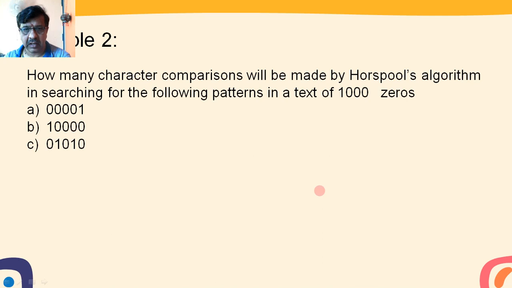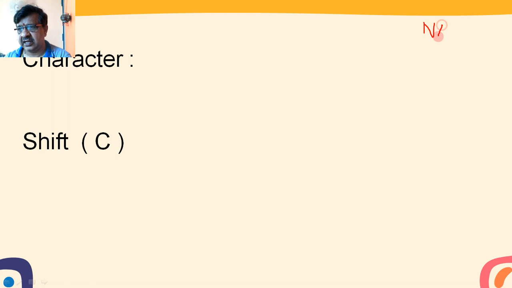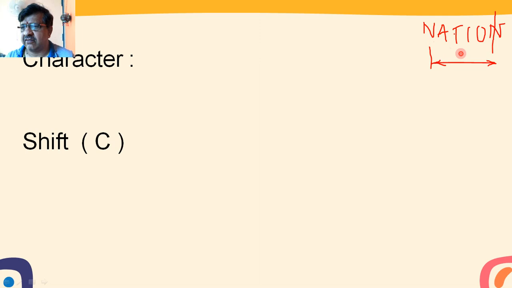So the characters that we need to worry about are N, A, T, I, O, N. Let us say N is the first character that we need to worry about. The rightmost occurrence available is only over here, so this is the distance. As far as N is concerned, this is the shift. This shift is equal to 3 plus 3 is 6, 6 minus 1, 5. The shift size is 5.